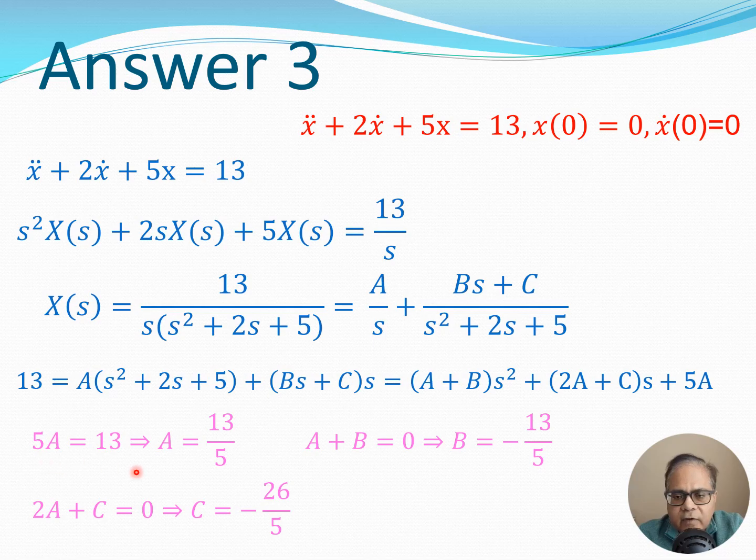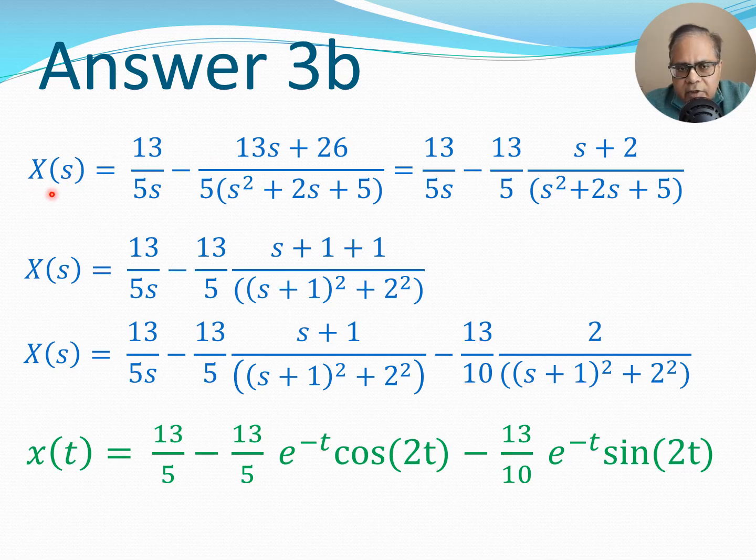First I am going to get 5A is 13, so A comes out as 13 by 5. The next equation is A plus B is 0, so B is simply negative A, that's minus 13 by 5. And then I have the equation 2A plus C is 0, so C is minus 2A, that is minus 26 by 5. So I have these three coefficients A, B, and C, and therefore I can write X of s in terms of these coefficients.